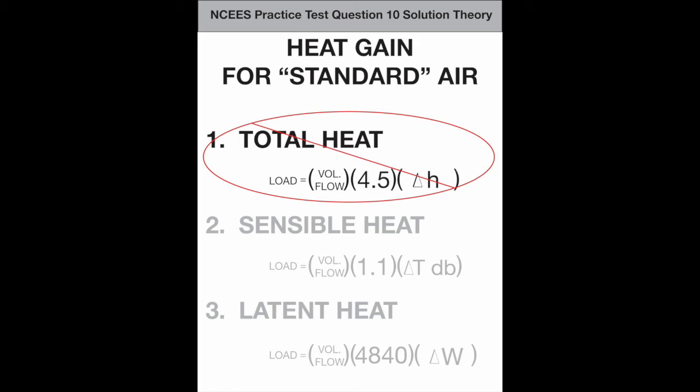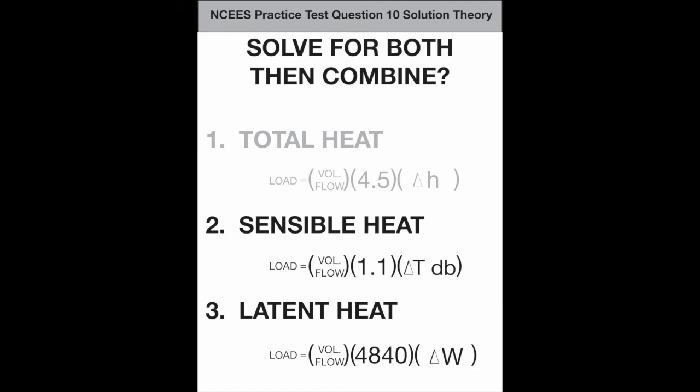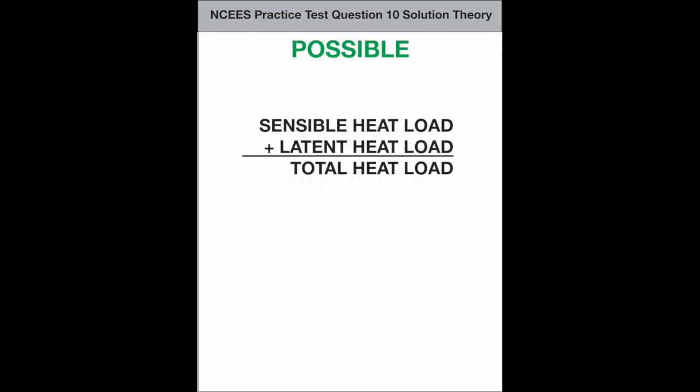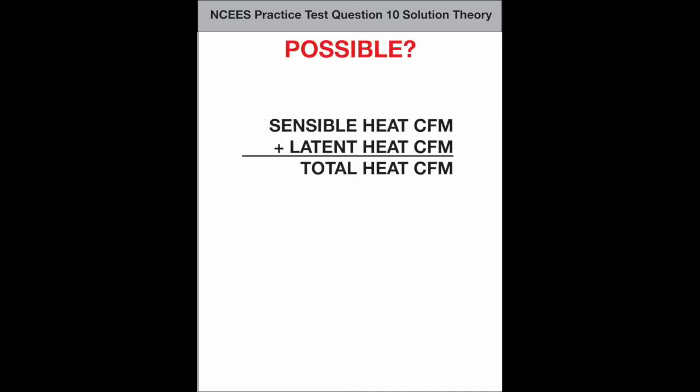Perhaps if you can't solve for both the sensible and latent heat in one total heat equation, they can be solved for individually and then combined. 2 loads, 2 calculations, 1 final CFM for the answer. But wait, does that make sense? Of course, it's possible to add the 2 loads together to get the total load. But can the CFMs be combined together to get a total CFM?